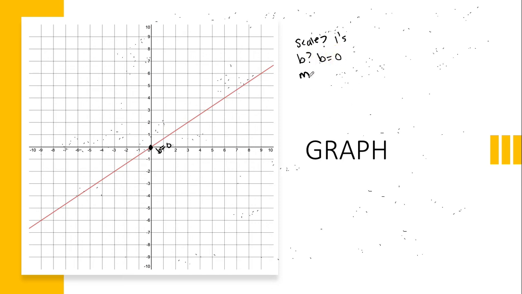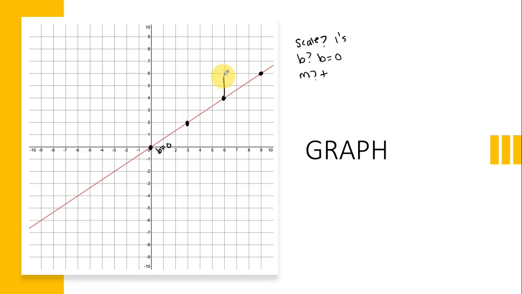Is my slope positive or negative? Well, this line, if I'm reading from left to right, is increasing, ascending, going up from left to right. So I know my slope is positive. And let's find the slope. Remember, I have to find 2 points on my line. Here's a point here. Here's a point here. Here's a point here. I'm just showing you all the points you could use.